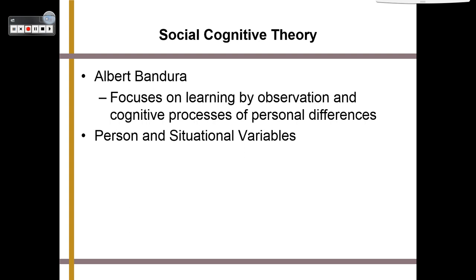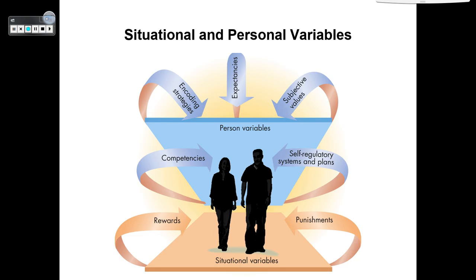Social cognitive theory was started by Albert Bandura, and it focuses on learning by observation and cognitive processes of personal differences. And it focuses on person and situational variables. So what this means is that every person has different things inside of them that are going to affect them, right? Your expectations, what values you have, how you learn, what you're good at, and how you control yourself. And that is going to interact with what you are rewarded and punished for. The situation that you're in.